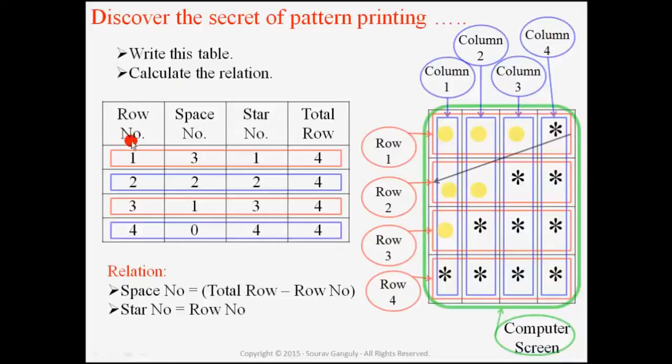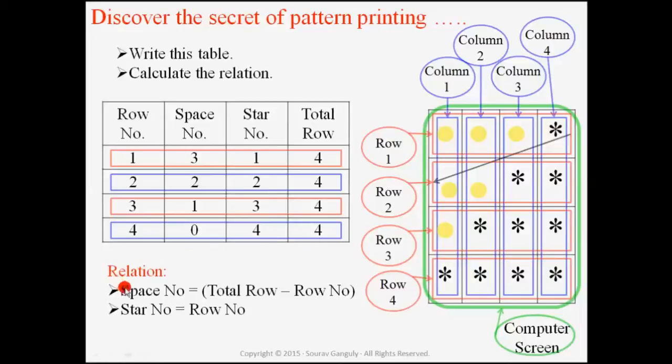Here, the row number is a variable name. I use it here to understand this problem better. Then this is space number, another variable name. This star number is another variable name. This total row number is another variable name. This problem has 4 things. That means the first thing is the row, the second thing is the space, the third one is star, and the fourth one is the total number of rows. That means how many times we execute this loop.